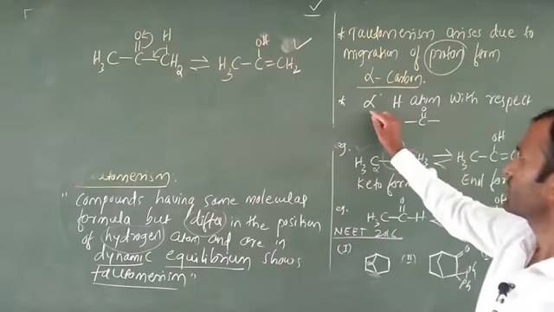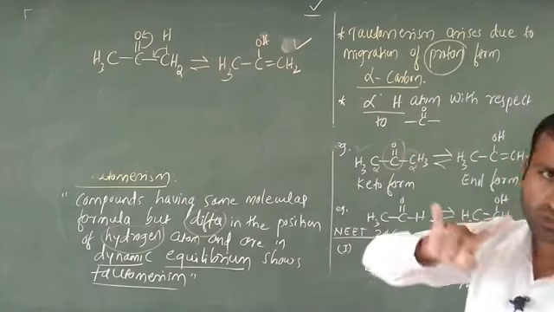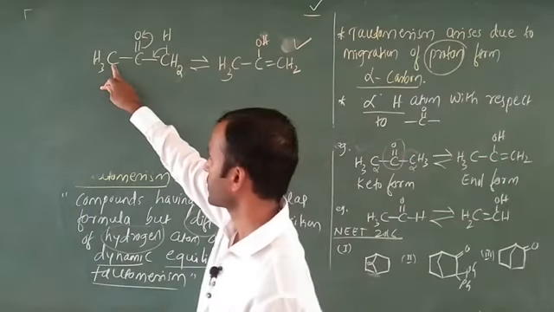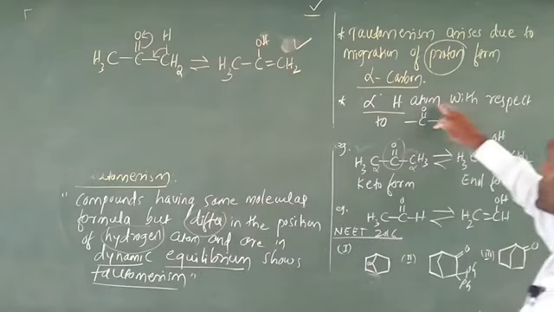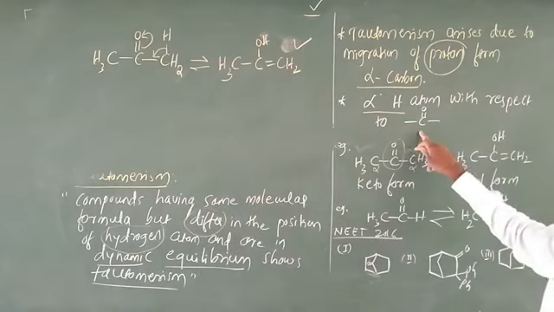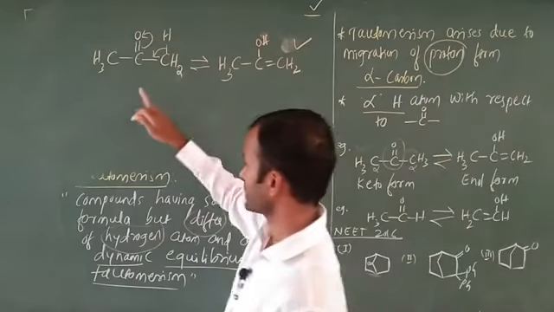The next means alpha hydrogen. You know very well about alpha hydrogen. This indicates what? Alpha carbon. The carbon containing hydrogen is alpha hydrogen. Alpha hydrogen atom with respect to carbonyl, just here.